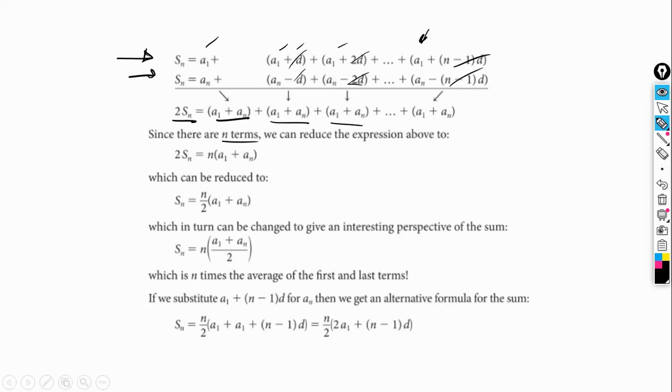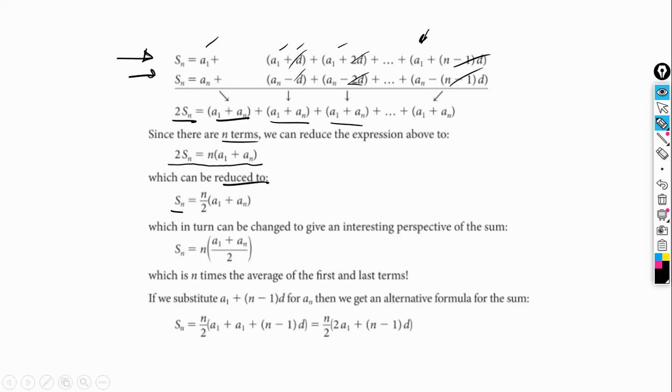Because there are n terms. So that means that we can reduce the expression above to this. 2 times the total partial sum is equal to n times a1 plus an. Now, we can reduce this to this, right? Because we can divide by 2. So the sum is n halves times a1 plus an.